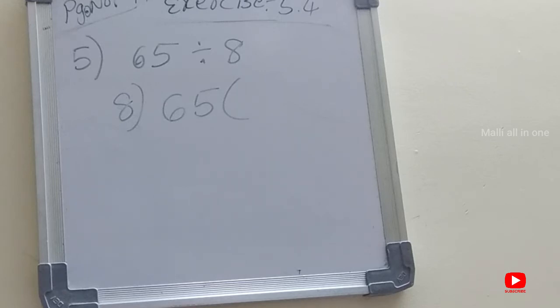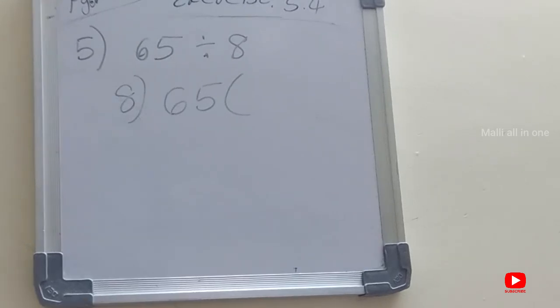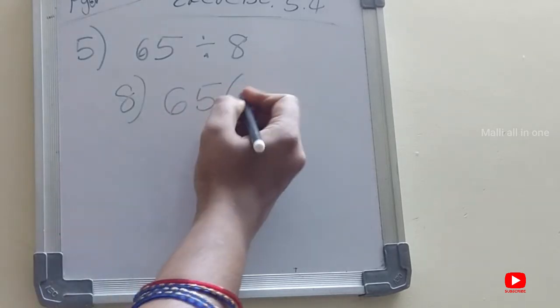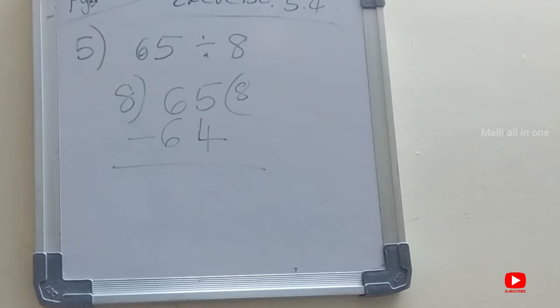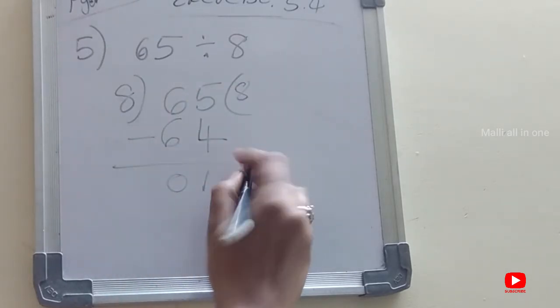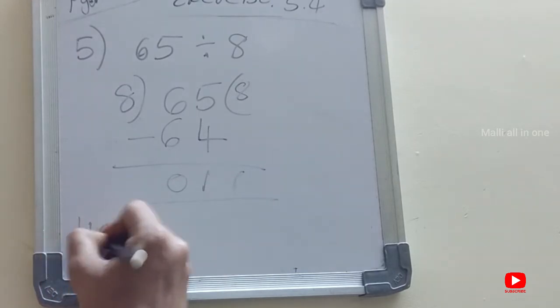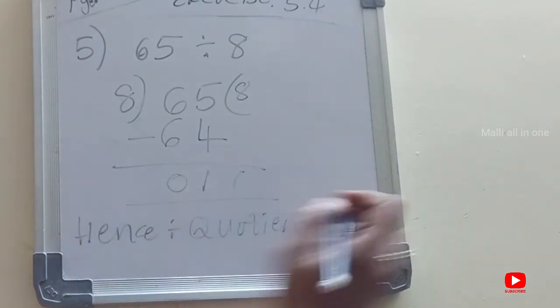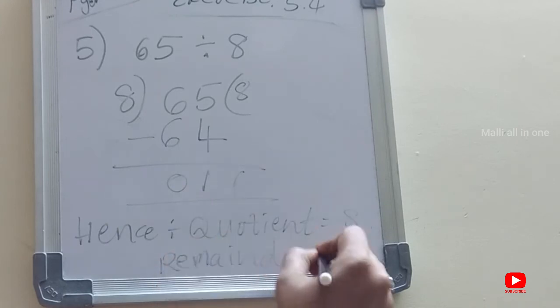8 9s are 72, but 65 is given, and 72 is big. So we should take 8 8s are 64. You have to take the small number when you are doing this, because here we are doing subtraction, and in subtraction you should not borrow anything. We take the smaller number only before the divisor. Now 5 minus 4 is 1, 6 minus 6 is 0. So the remainder is this, I am writing here. Hence quotient equals 8, remainder equals 1.